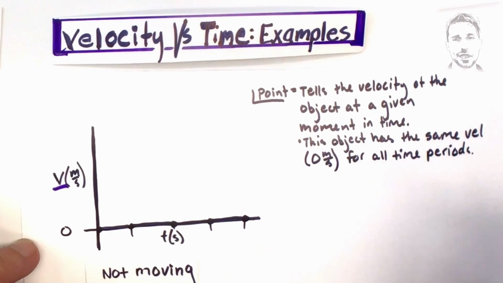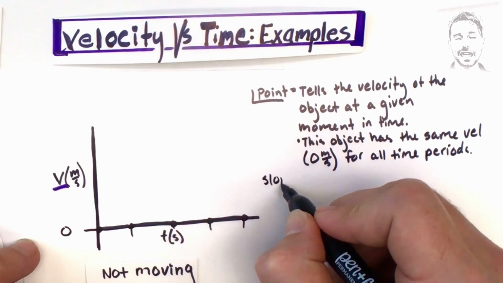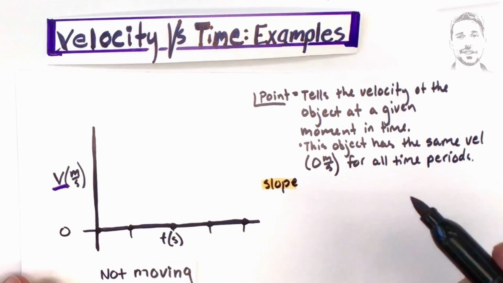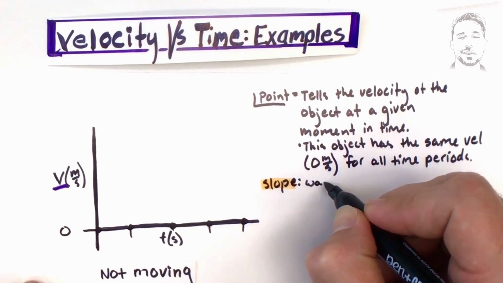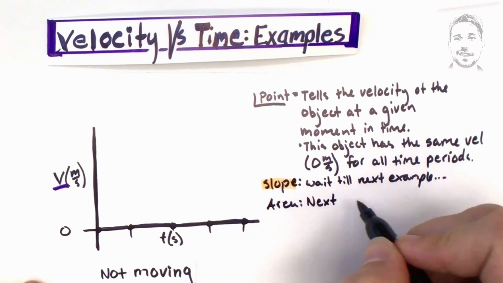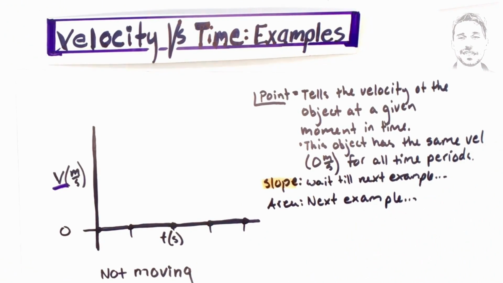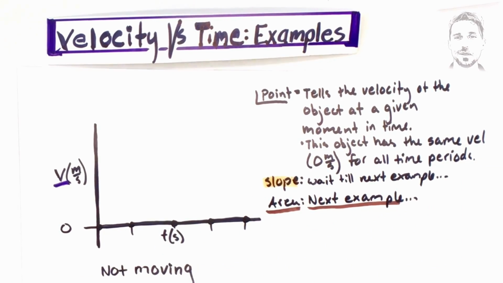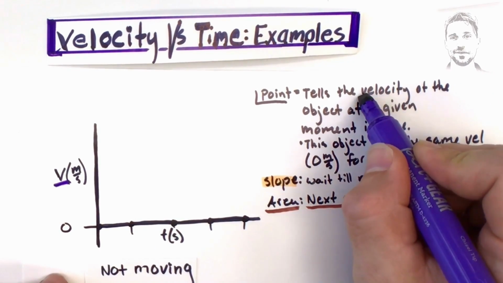And what's our slope? Well, the line is straight across, but we're going to get to that in our next examples, what the slope means and what the area means. That is velocity when it's not moving, just at 0. Velocity 0. So now let's look at increasing velocity, right?